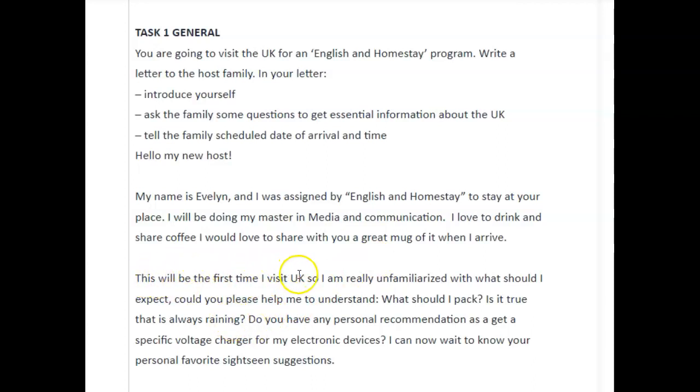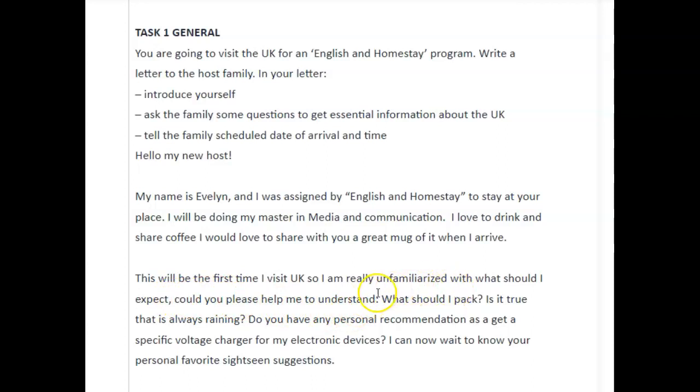This will be the first time I visit the UK, so I'm really not unfamiliarized with what I should expect. This isn't a question. You're not asking a question here, all right? So it should be sentence order, what I should expect. Now, a comma is not enough. Put a period here and then start a new sentence. Could you please help me understand?